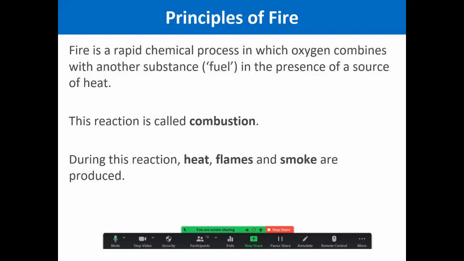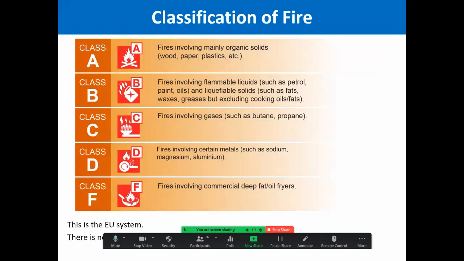So there is heat, obviously, that is produced, flames and smoke as well. What are the various classes of fire? Basically, there are a total of 5 classes of fire. Class A fire is the fire involving organic solids. The fire in solids is referred to as a class A fire. A fires happen in wood, paper, plastics, etc.